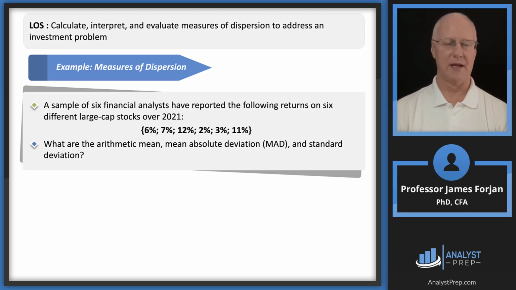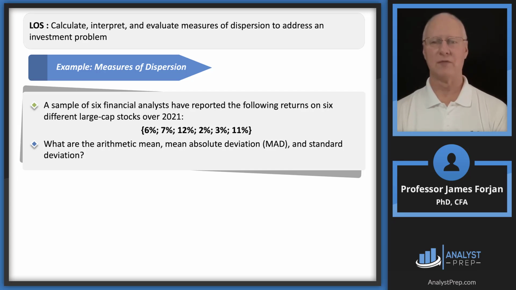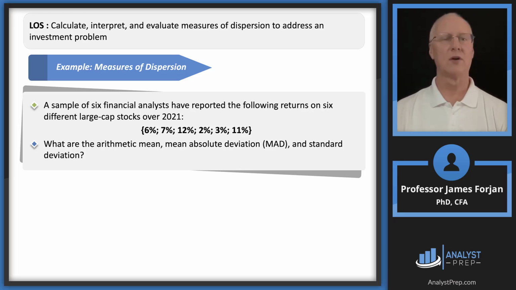All right, let's take a look at an example here. Let's do a sample of 6 financial analysts. So there we go. Large cap stocks, 2021: 6%, 7, 12, 2, 3, and 11%. Let's go ahead and do all these things that we just talked about. You ready?